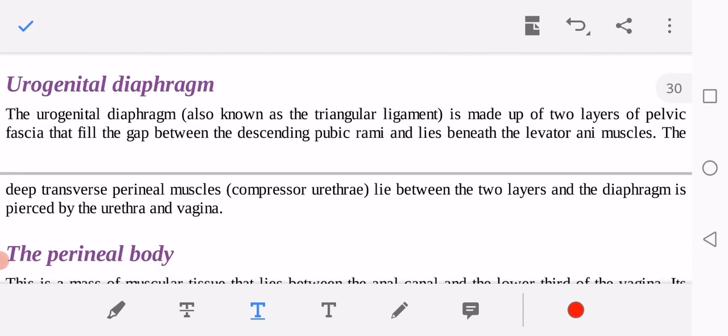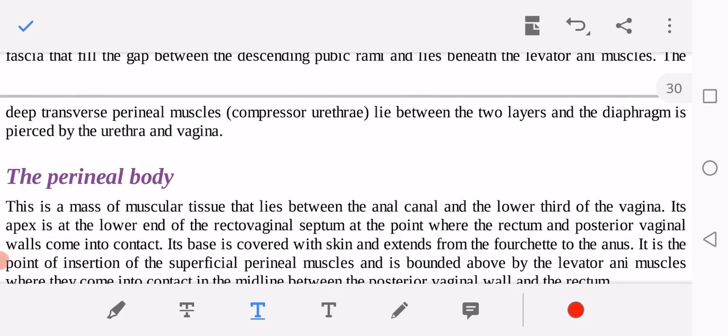What about the urogenital diaphragm? The urogenital diaphragm, also known as the triangular ligament, is made up of two layers of the pelvic fascia that fill the gap between the descending pubic rami and lies beneath the levator ani muscles. The deep transverse perineal muscles and compressor urethrae lie between the two layers of the diaphragm, and it is pierced by the urethra and the vagina. Not that much important.